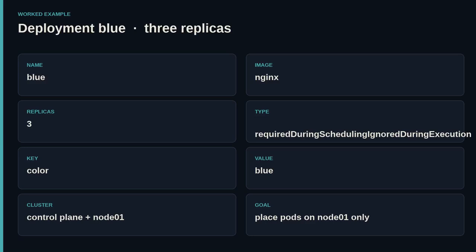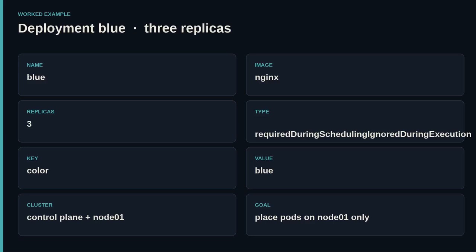2 approaches exist to create it. For simplicity, the source uses an imperative approach, then checks that the deployment exists. The cluster in the example has 2 nodes, the control plane and node 01. The goal is not spread across both. The goal is the opposite of naive high availability. Place the pods on node 01 only. The affinity type is required during scheduling, ignored during execution. The key is color. The value is blue.